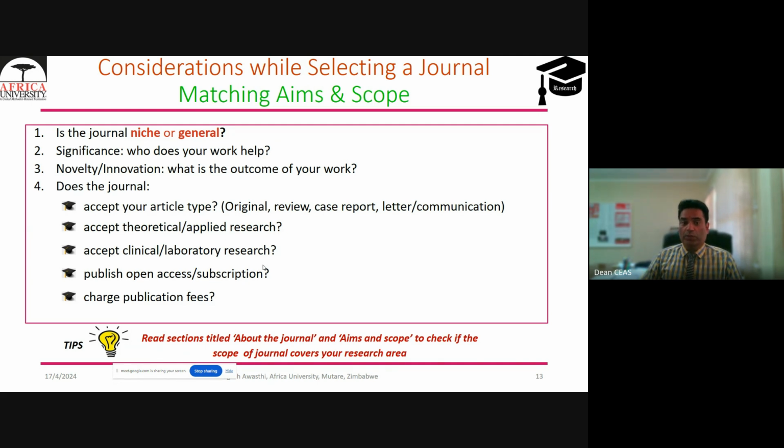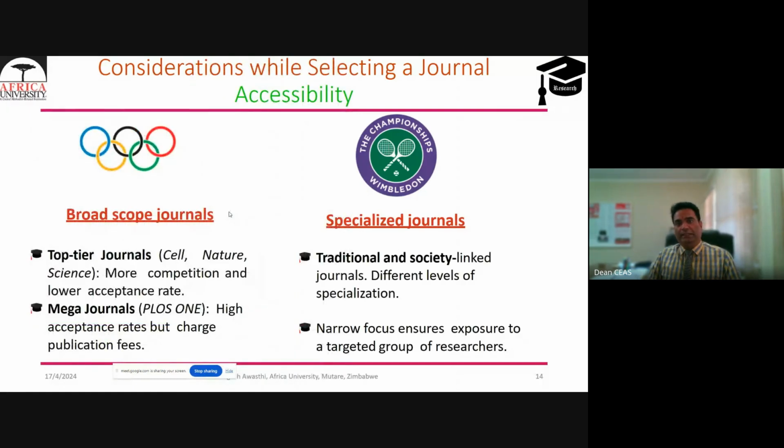Because at last, once you publish your paper, we need good citations, if your work is good. That is only possible when the journal is accessible to a large number of countries. Otherwise, maybe you publish and nobody will see your research paper, then you will be in trouble. Then accessibility is also a very important aspect when you are going to select a journal.